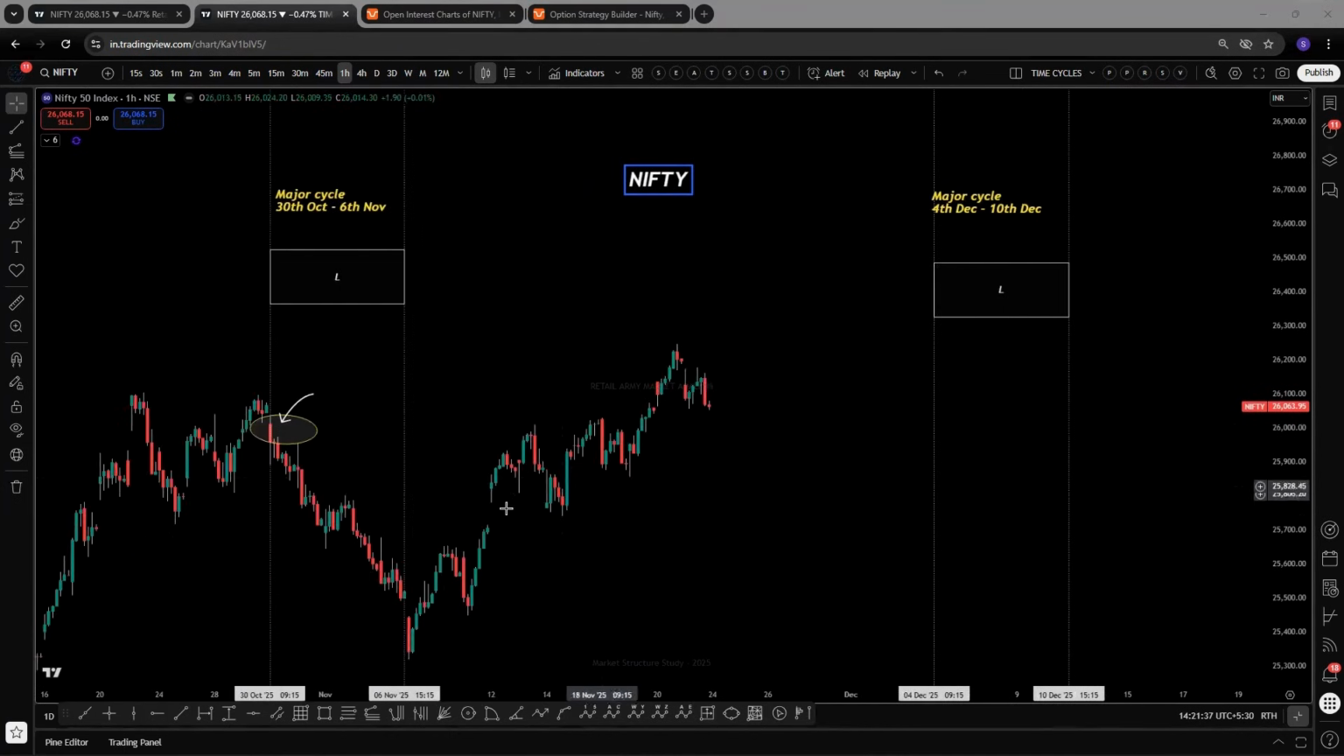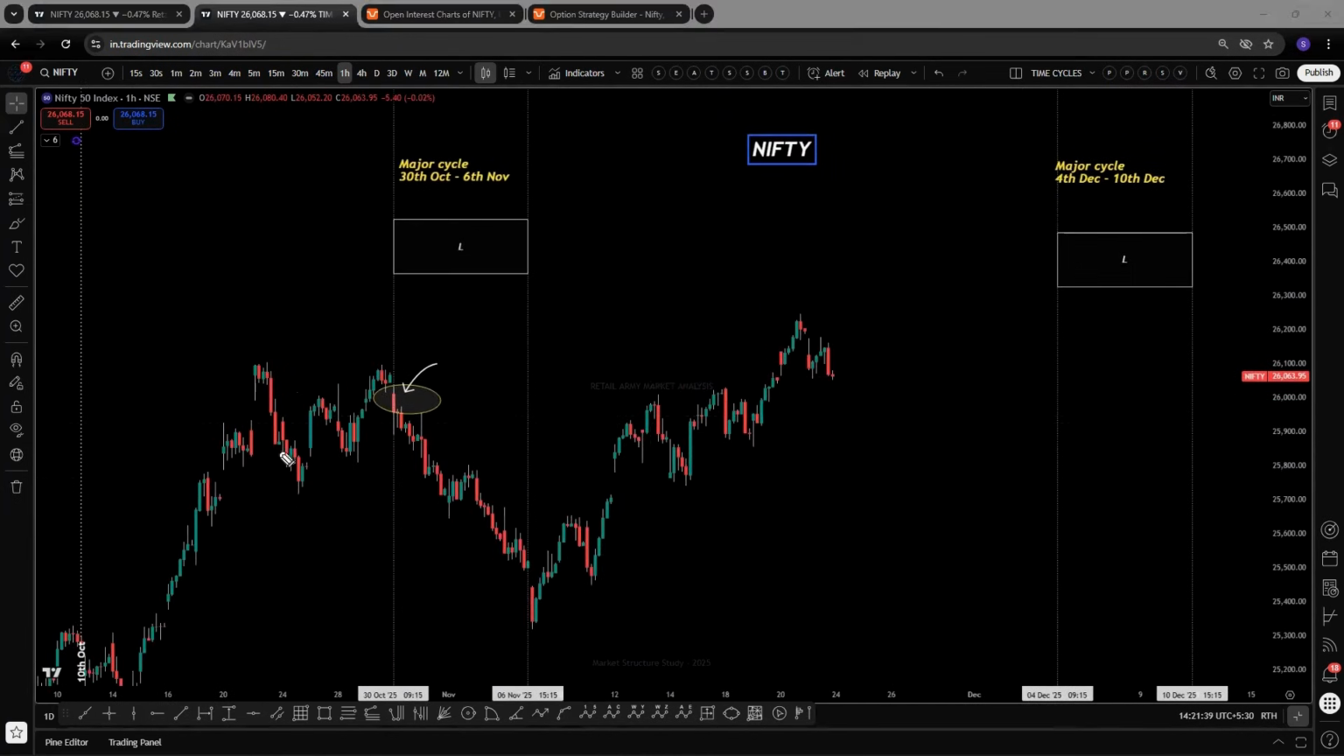Okay. So here, previous major cycle, you see it has started a fall. Some people can say, sir, the major cycle just ended. After 6th November, we got a big rally also. Does not matter which one you want to consider, but we have got more than 500 to 800 points move. This is our requirement. It is completed.